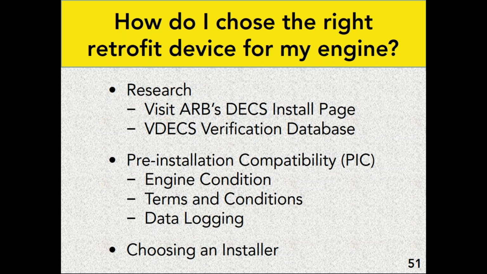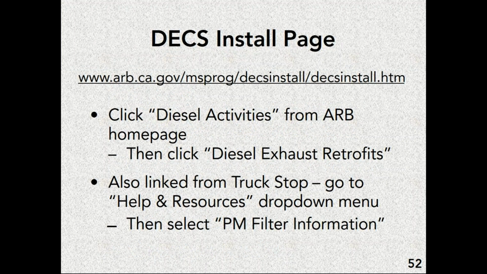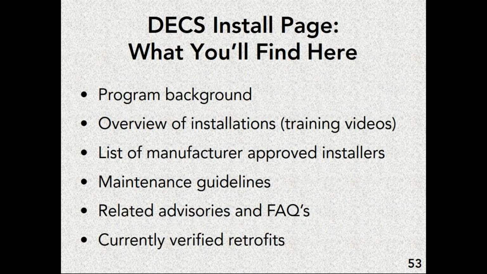So let's talk about the DECS install page. There's the address right there. If you go on there and you click diesel activities from the ARB homepage, and then click diesel exhaust retrofits, you can link to this page. It's also linked from the site we have called Truck Stop under Help and Resources, and select where it says PM filter information.